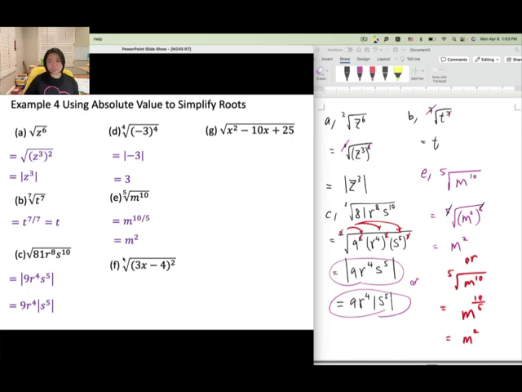Okay, F, this is a square, so cancel out, but n is even, so you're gonna put the absolute value of 3x minus 4. G, this is a quadratic equation. You could use the x method to factor this guy. When you factor out, you're gonna get x minus 5 here. And again, this is a square. Square, square, cancel out. So n is an even number, so we're gonna put the absolute value of this guy. Okay, right?